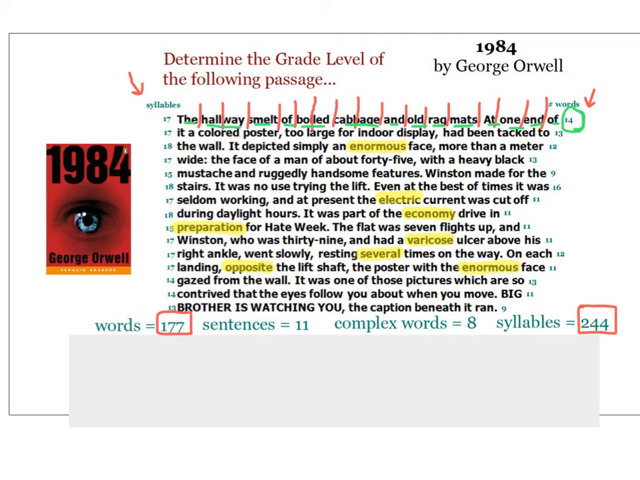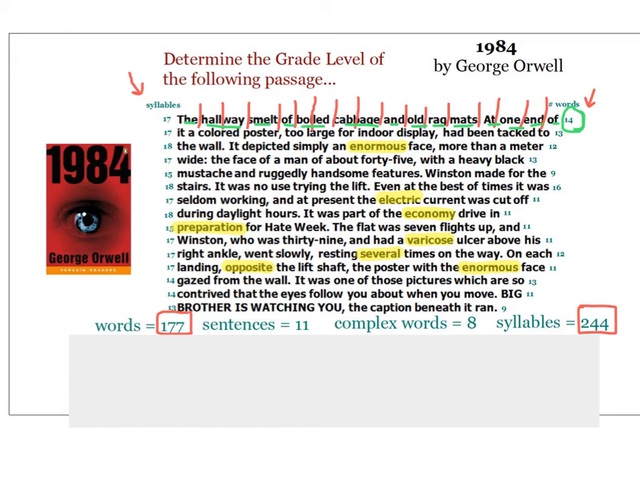Enormous has 3 syllables, so that would be considered a complex word. Electric, 3 syllables. Economy, 4 syllables. Preparation, 4 syllables. Varicose, 3. Several, 3. Opposite, 3. Enormous, 3. So each of those words would be considered a complex word. So there's a total of 8 complex words.